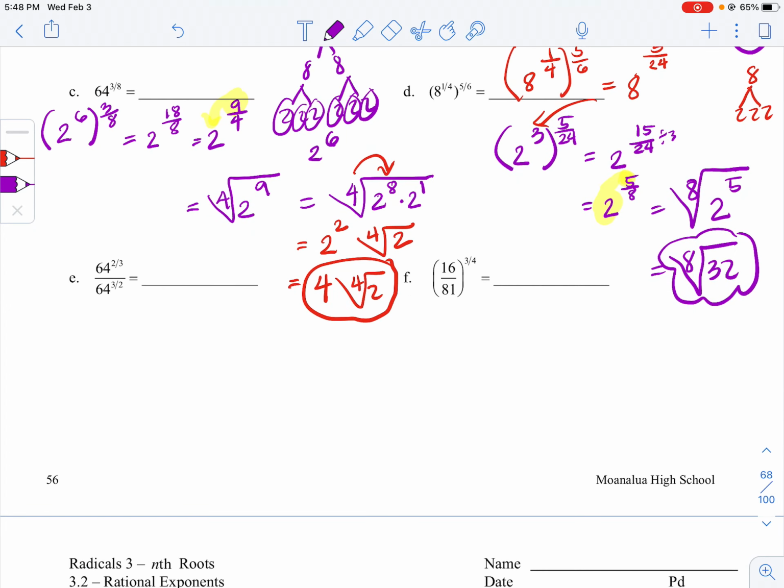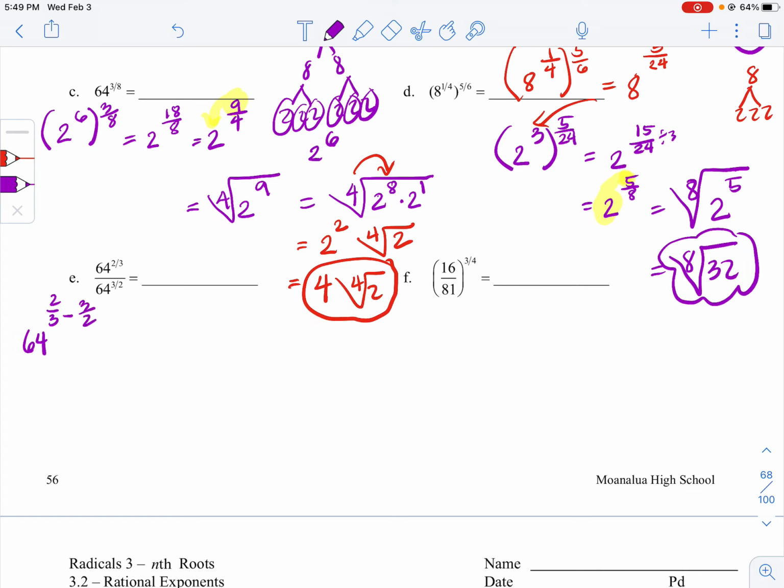Okay, let's have 64 to the power of 2/3 over 64 to the power of 3 over 2. There are so many ways you can do this. You know how when you have the same base, you can subtract the exponents. You can subtract the exponents right now, or you can simplify it first on its own and then subtract the exponents after. Whatever you do, it should not be a problem. But I would like to subtract the exponents right now.